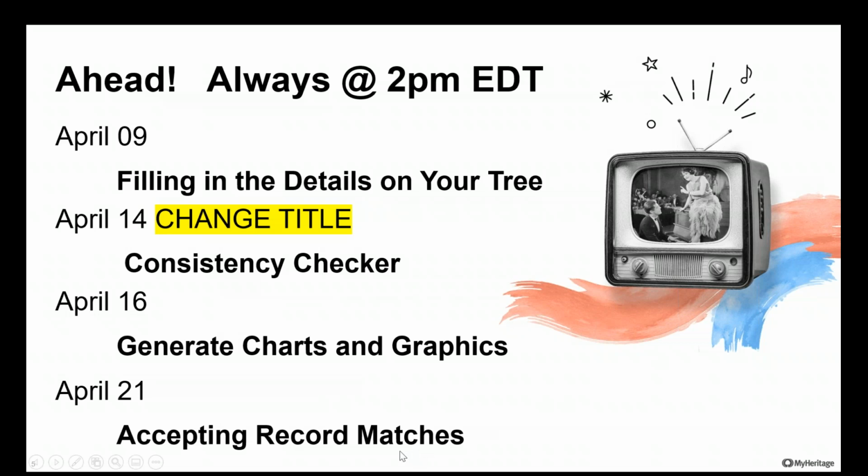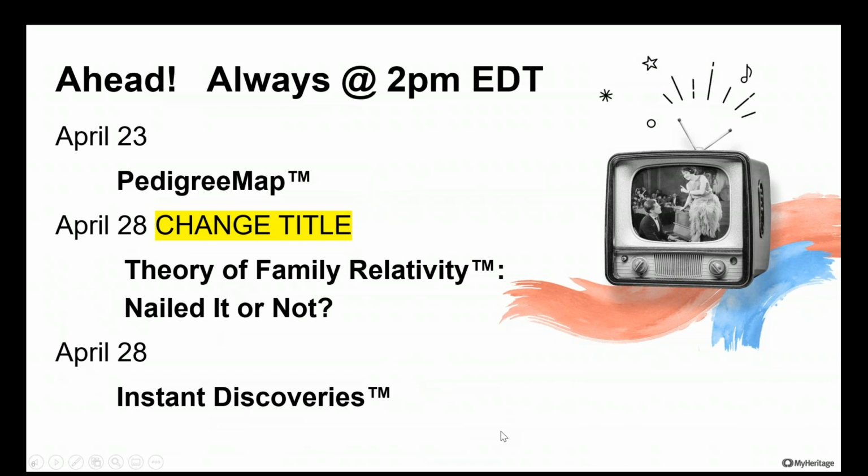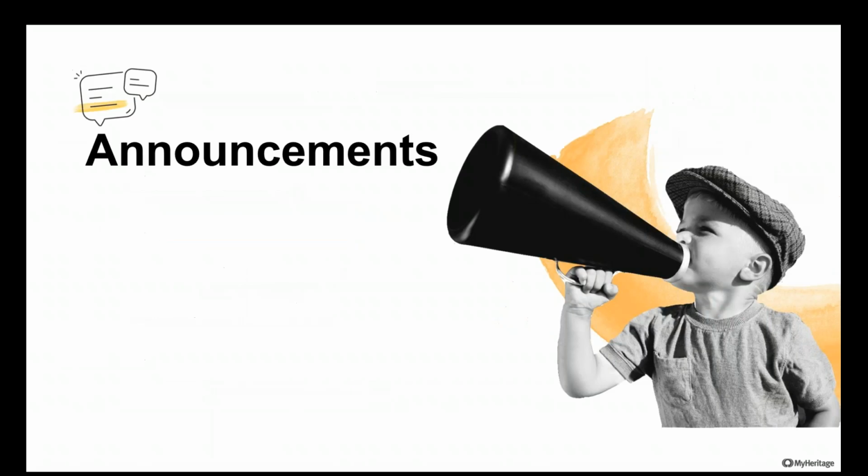On the 21st, we're accepting record matches, which you probably saw a little bit about today. On the 23rd, we're talking about the pedigree map. On the 28th, this is the other change that I had to make: we're going to talk about the theory of family relativities, a DNA part of MyHeritage. On the 30th, I had a mistake over there. We're talking about instant discoveries, which is kind of different from smart matches and record matches.